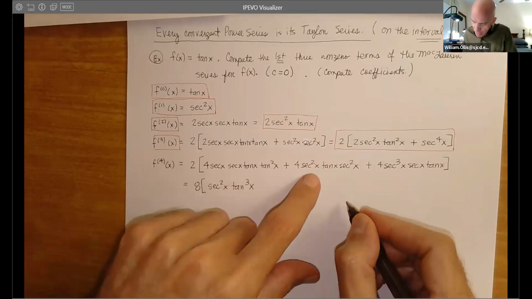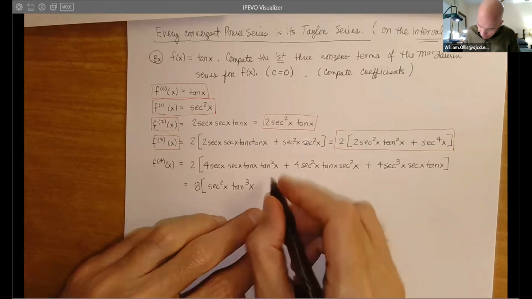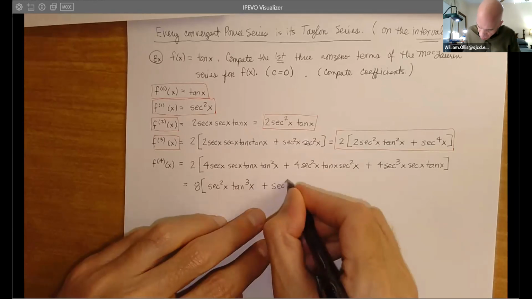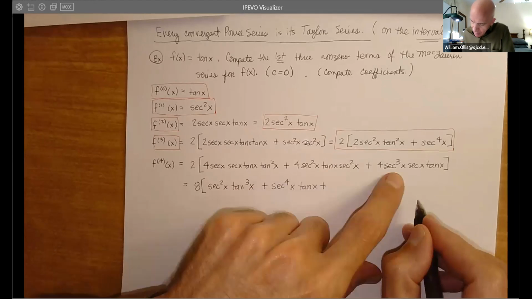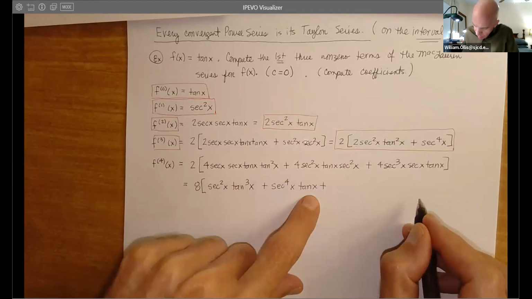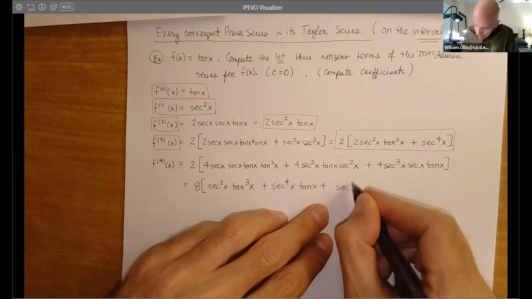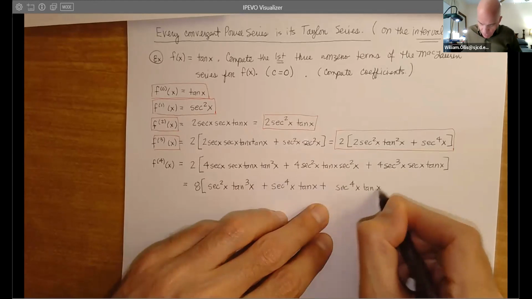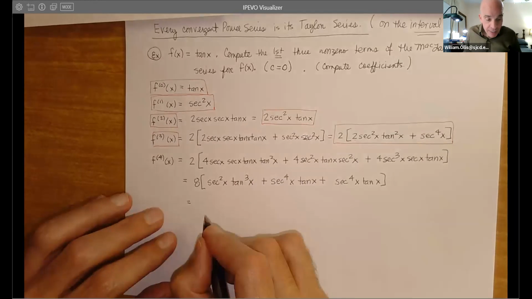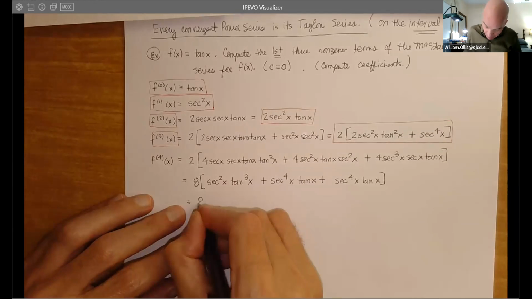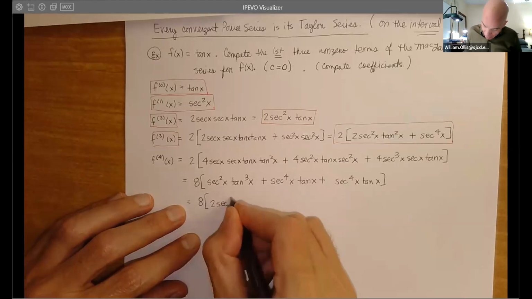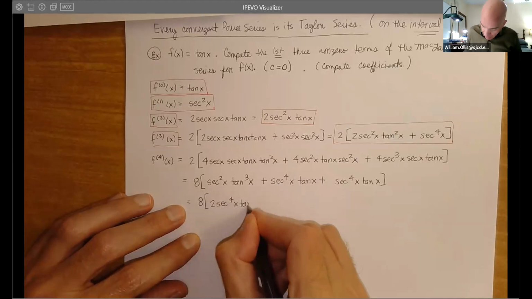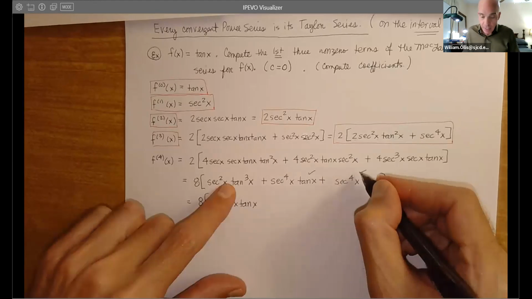And here we've got secant to the 4th times tangent. And here we've got secant to the 4th times tangent, another one. So let's go ahead and reduce this. I think when I did this, I just combined these 2. Yeah, I did. So go ahead and combine these 2. This gives us 2 secant to the 4th x tangent x. So that takes care of these 2 guys, plus secant squared tangent cubed.